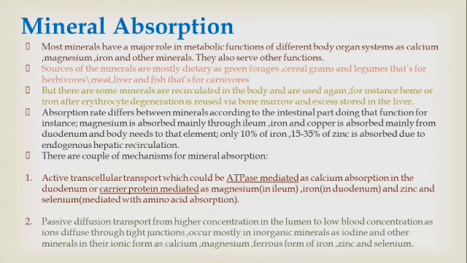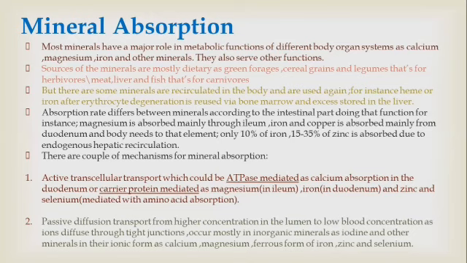Now we will talk about mineral absorption. Most minerals have a major role in the metabolic function of different body organ systems, such as calcium, magnesium, iron, and other minerals. They also serve other functions. Sources of minerals are mostly dietary, such as green forage, cereal grains, and legumes for herbivores, and meat, liver, and fish for carnivorous animals. But some minerals are recirculated in the body and used again, like heme iron after erythrocyte degeneration, which is reused through bone marrow, with the excess stored in the liver.